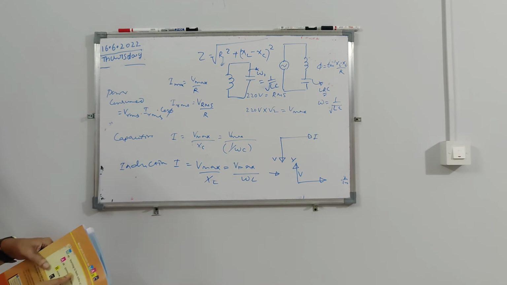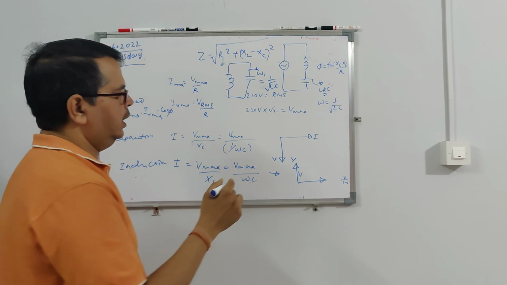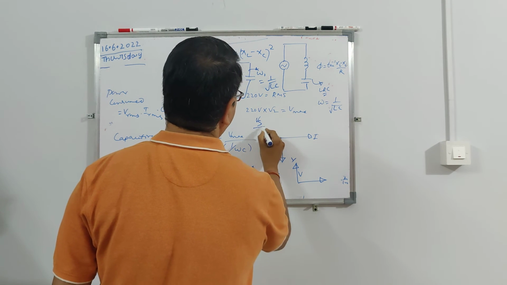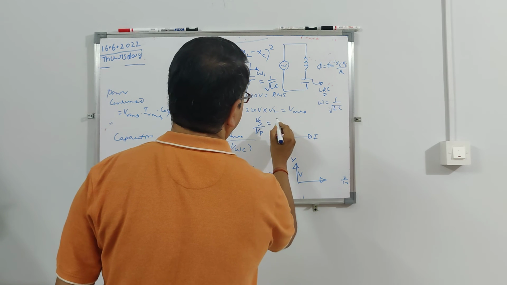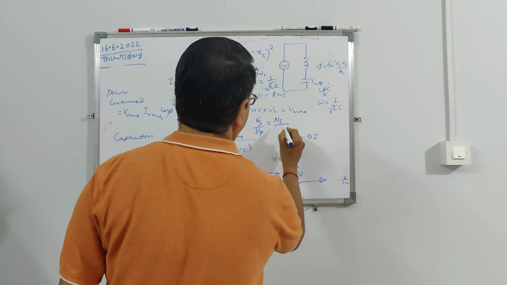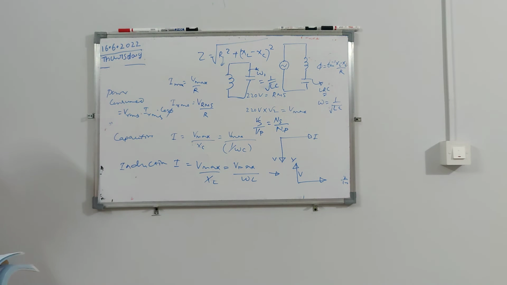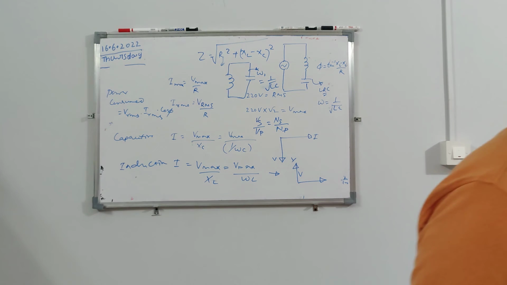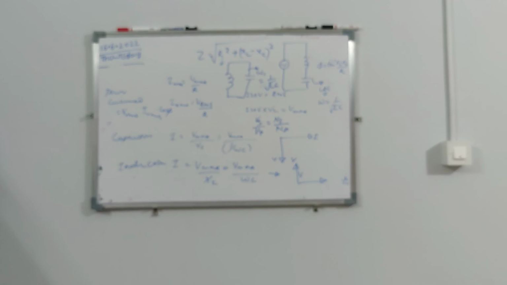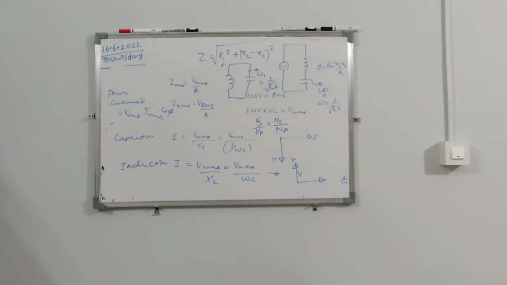Okay. And then for a transformer, you know, secondary voltage by primary voltage is equal to number of turns in secondary by number of turns in primary. That is for the transformer. Okay. So that is about AC. You can take a picture of this.